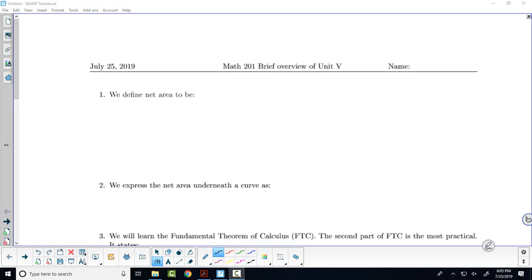So I want to define something that we didn't quite use in the video. We didn't use this term in the video, and that is the term net area. And I want you to contrast that with total area. Sometimes we'll be talking about net area, sometimes total area, but we're going to begin all of our discussions with net area. So first of all, let's give an interpretation of what we mean by net area.